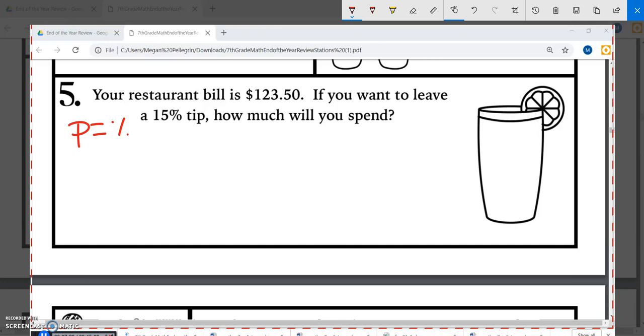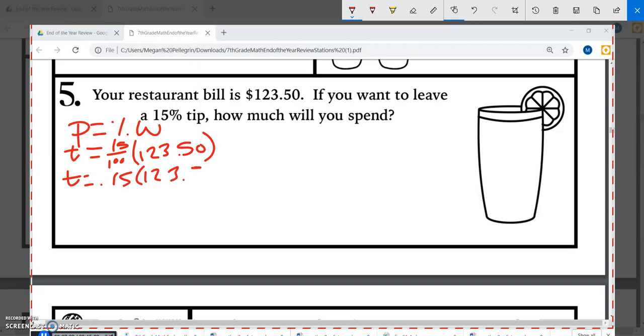So part percent whole, in this case, this is going to be our tip. How much is our tip going to be? And so our percent, we want to leave a 15 out of 100 tip. And then $123.50. So my tip is 0.15 times 123.50.